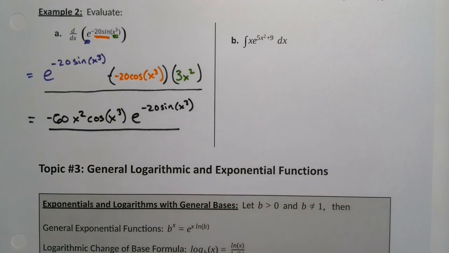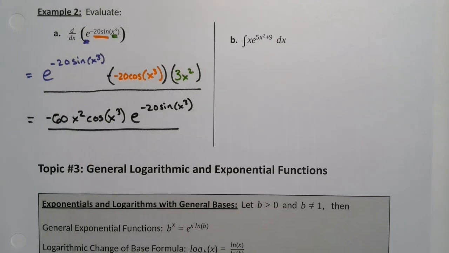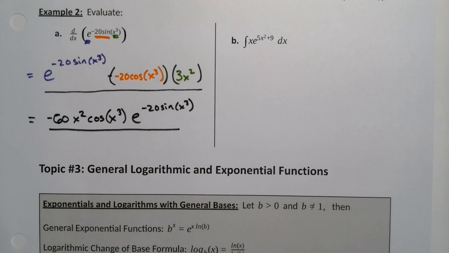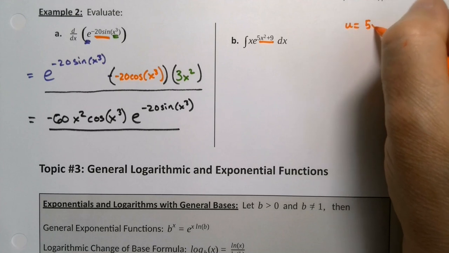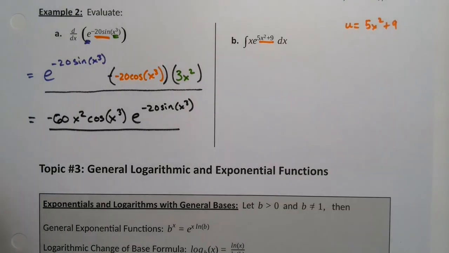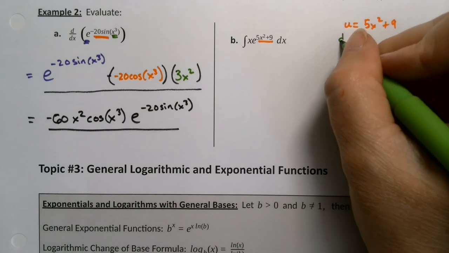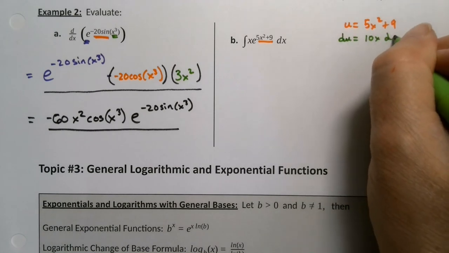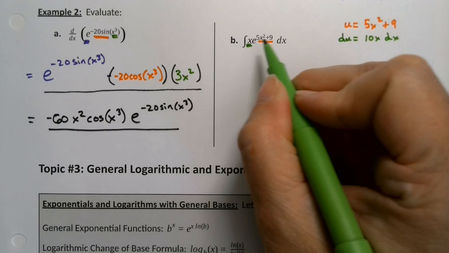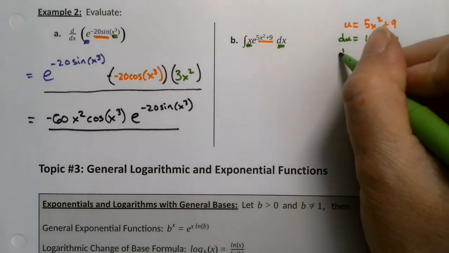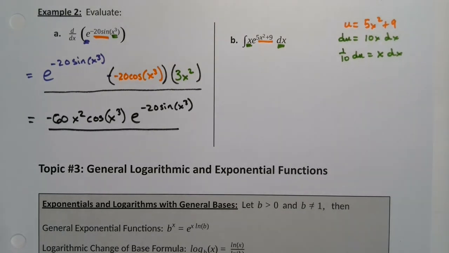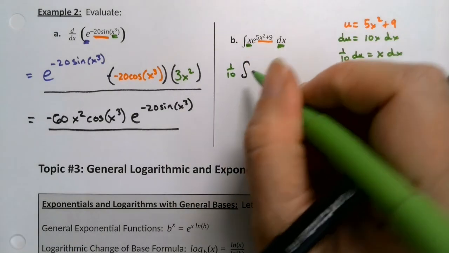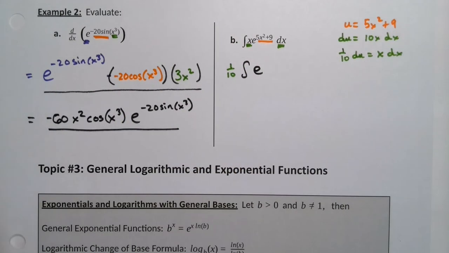All right, now what about this one? Well, it's going to involve u substitution, of course, because it's the only trick we know. U would be the inner part, which would be 5x squared plus 9. Du then would be 10x dx. I don't want the 10x dx. I just want the x and the dx part. So I need 1/10 du is equal to x dx. So then what I'm taking is the integral of 1/10 in front e to the u du.